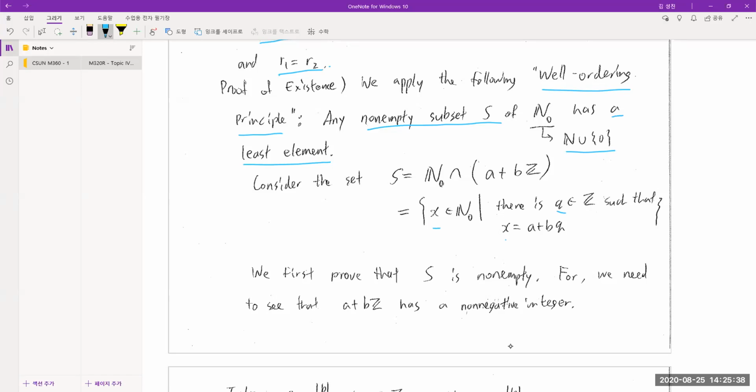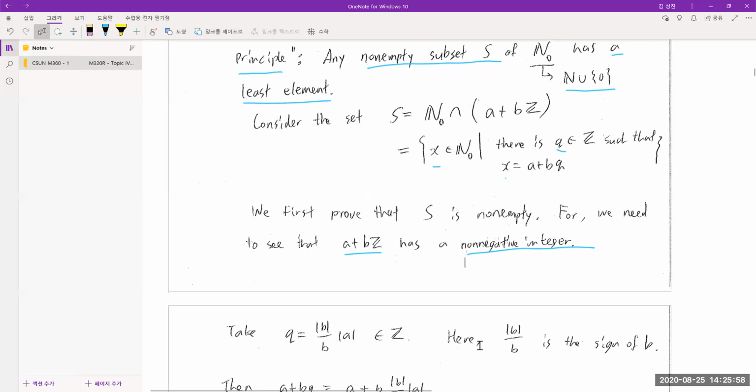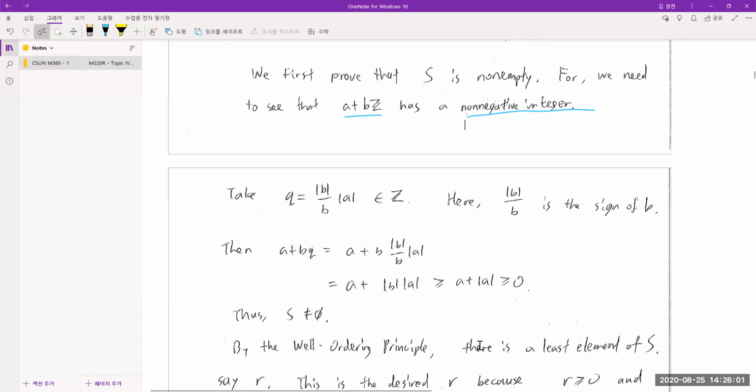Then we first prove that S is a non-empty set. For this, we need to see that a plus bZ has a non-negative integer. If it has a non-negative integer, then it has an element that is a non-negative integer, so that S is a non-empty set. To prove that, we take this integer q, which is the sign of the integer b, multiplied by the absolute value of a.